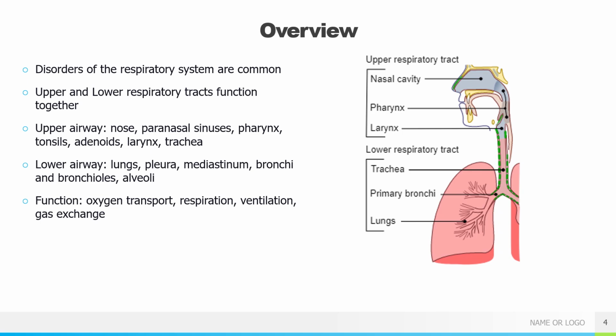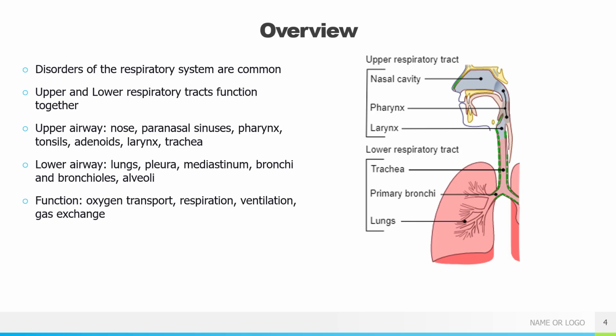The lower respiratory tract consists of the trachea, bronchi, bronchioles, alveoli, lungs, pleura, and mediastinum. As air moves deeper into the lungs, the bronchi branch into progressively smaller bronchioles that terminate in millions of alveoli, where oxygen diffuses into the bloodstream and carbon dioxide diffuses out to be exhaled.